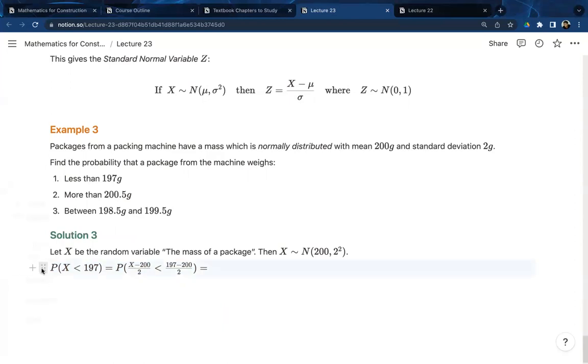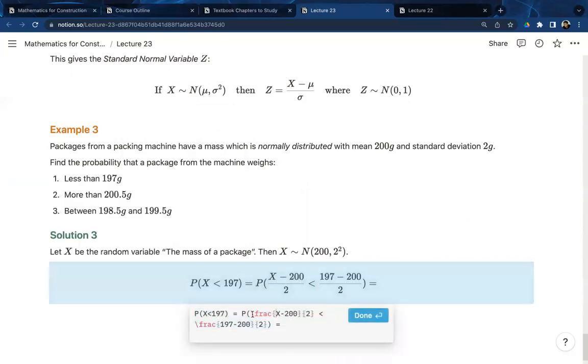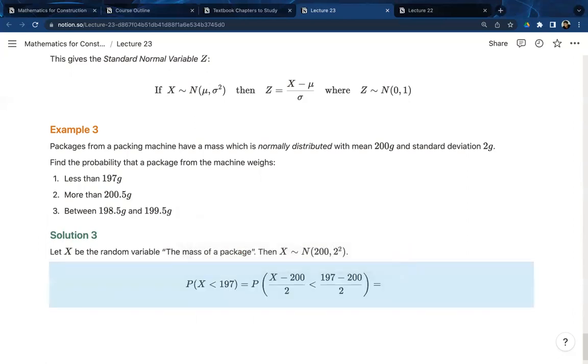So we standardize, and whatever we do to one side of the inequality, we do to the other side. If A is less than B, then A minus 4 is less than B minus 4, or A minus 12 over 7 is less than B minus 12 over 7. Whatever you do to one side, you do to the other side of an inequality. It's not an equation.